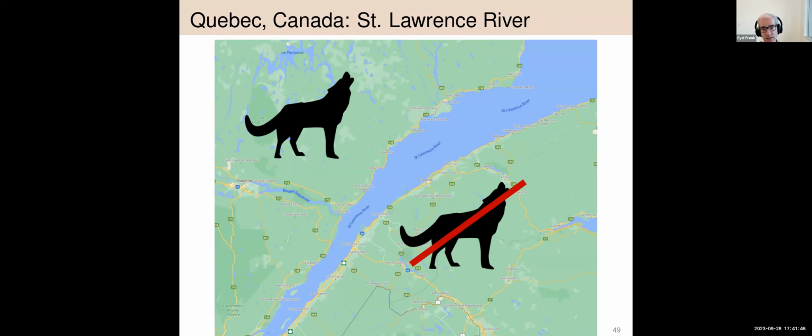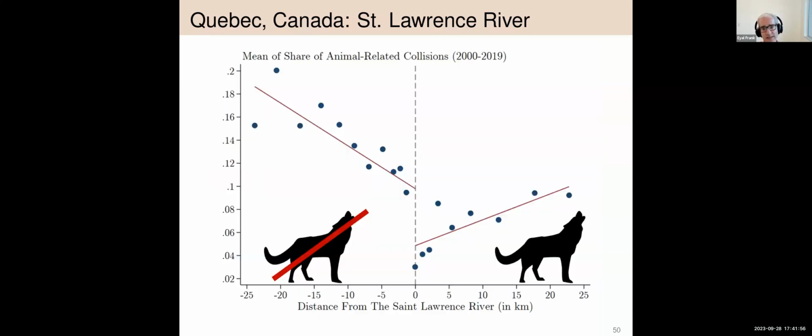So what we did is we took 20 years of data from Canada on vehicle collisions and just looked at what is the proportion of all animal-related vehicle collisions north and south of the river. Okay, so we can see that as you get close to the river, there's this mechanical decline in the share of animal-related collisions, but the important part is this discontinuity.